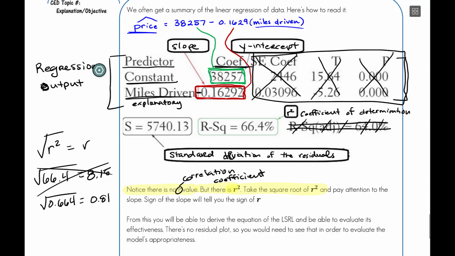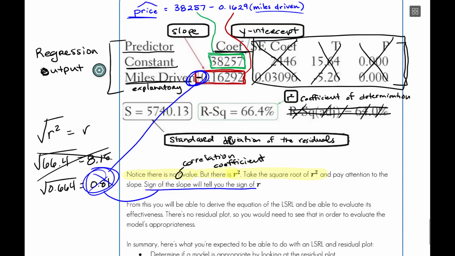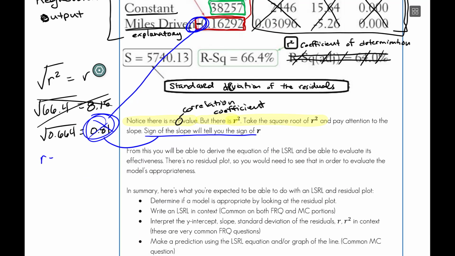Well, this still is not correct, technically, because what do we need? We need to remember that there was a negative relationship between these two variables, as shown by our slope. That's why we say we have to pay attention to the sign of the slope, because the sign of the slope is going to tell us what r is. So we know that r is going to be a negative 0.81, which shows me there is a strong negative correlation between the miles driven and the price of these trucks.